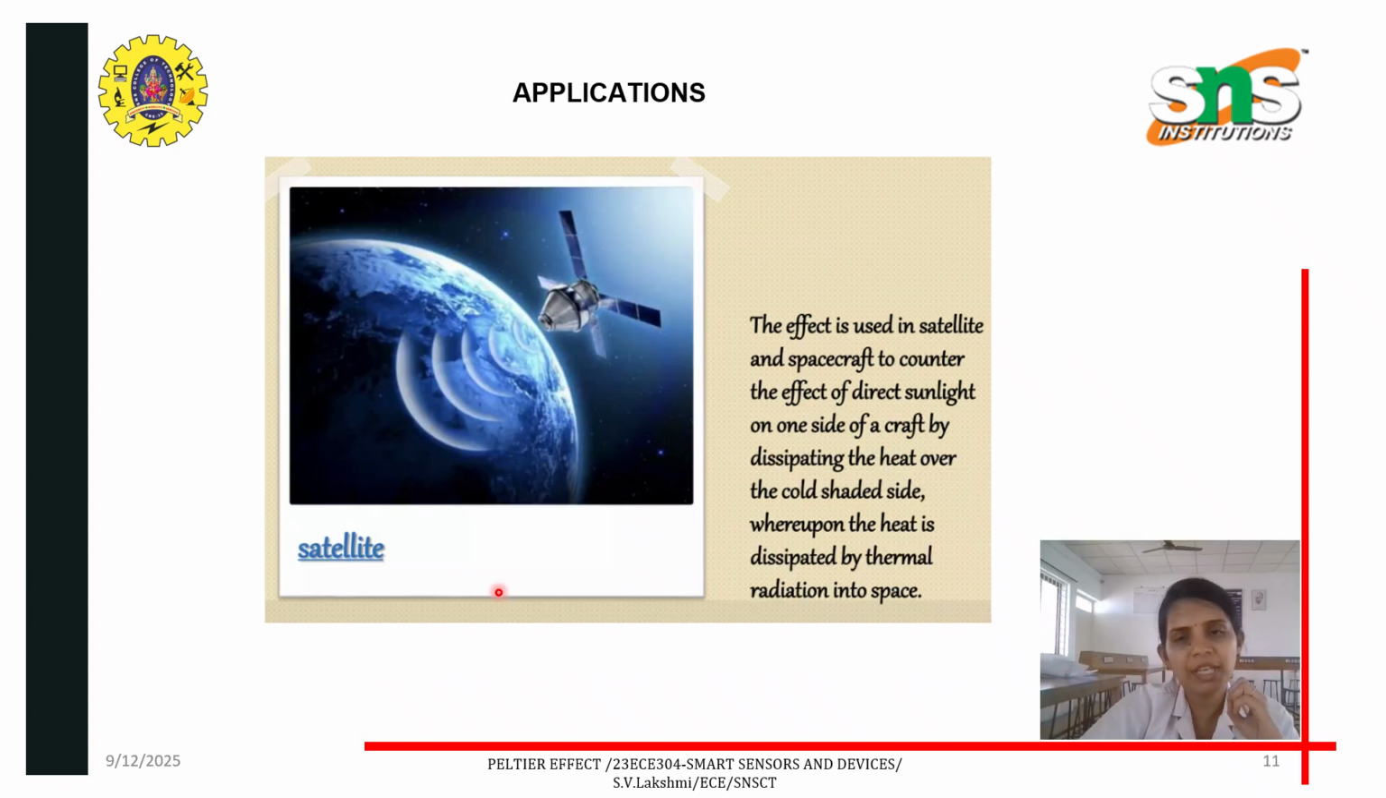And in satellite applications, this effect is used to prevent the direct effect of sunlight on one side of a craft by dissipating the heat over the cold shaded side. Hence, the Peltier effect is used in satellite applications as well.